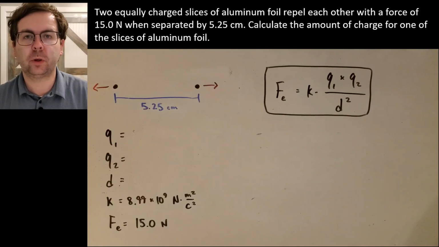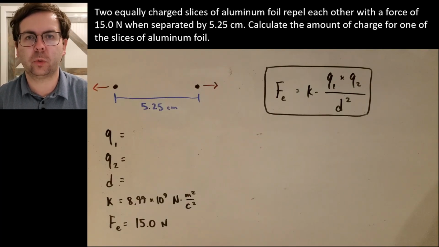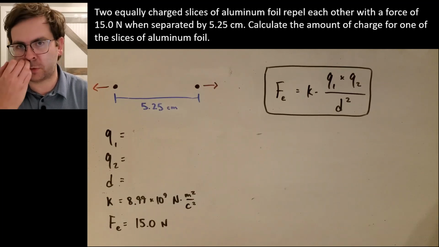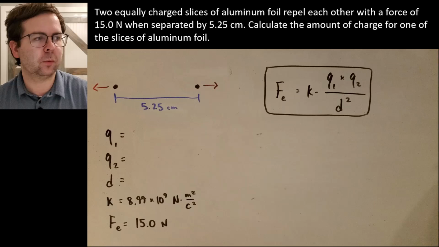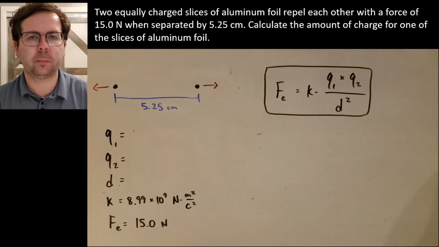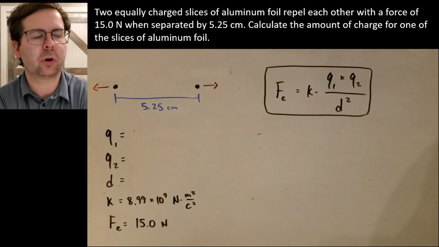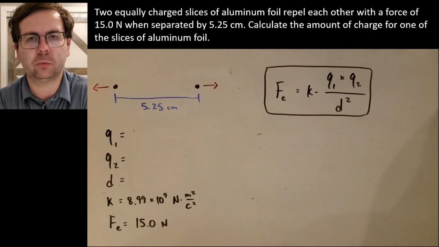Hi, in this video I want to show you how to find the amount of charge in an object using Coulomb's law. So let's say we have two equally charged slices of aluminum foil. They repel each other with a force of 15.0 newtons when separated by a distance of 5.25 centimeters. Calculate the amount of charge for one of the slices of aluminum foil.